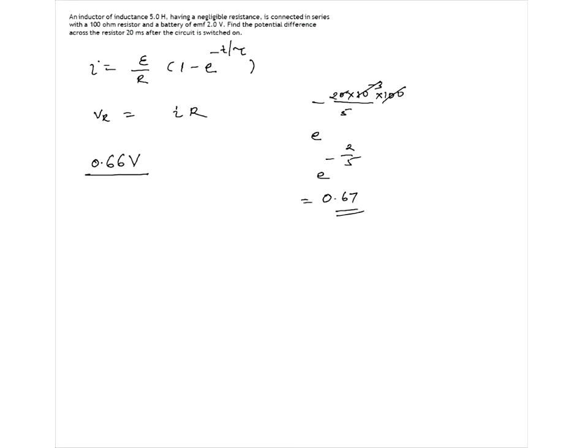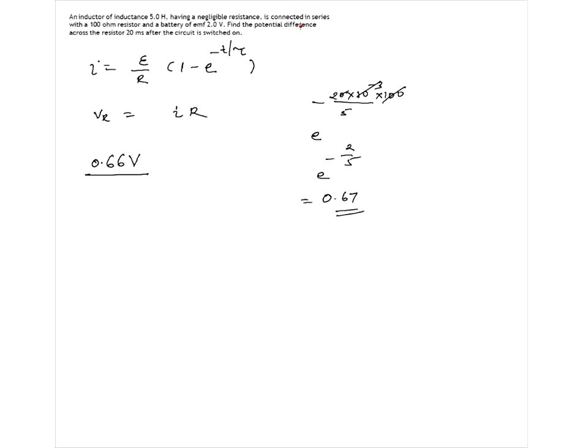An inductor of inductance 5 Henry having a negligible resistance, it's an ideal inductor, is connected in series with a 100 ohm resistor and a battery of EMF 2 volt. Find the potential difference across the resistor 20 milliseconds after the circuit is switched on. Switched on, it's a growth case. If you look at the resistor, then the potential difference across its terminals will be obtained by Ohm's law. So the current at the instant multiplied by R will be the answer.